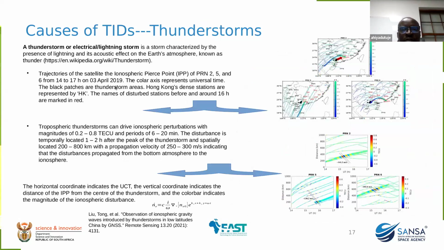The next method where TIDs are generated is called the thunderstorms. So thunderstorms also were reported to cause traveling ionospheric disturbances. For example, if you have a thunderstorm at this location, Liu Tong and other researchers found that after the thunderstorm which was recorded at this location, the total electron content in PRN number 2, PRN number 6, and PRN number 5 were showing the perturbation of electron density after a few minutes, which means that this thunderstorm was the generation mechanism, or was associated with those perturbations of electron density, hence the cause of those traveling ionospheric disturbances.